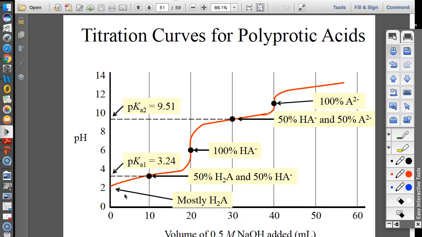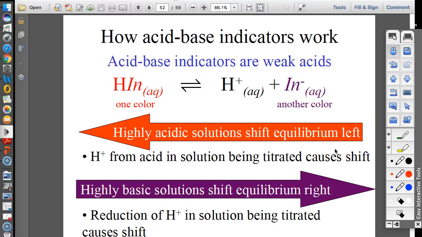But something like hypochloric acid, no, that wouldn't work. I'm trying to think of one that has 2 hydrogens. Not really coming to me right now. But some of the weird carboxylic acids, like malic acid, has 2. Anyway, 2 hydrogens. Notice it flattens out each time because the next acid's weaker, and then the next acid would be even weaker. All right, so indicators.